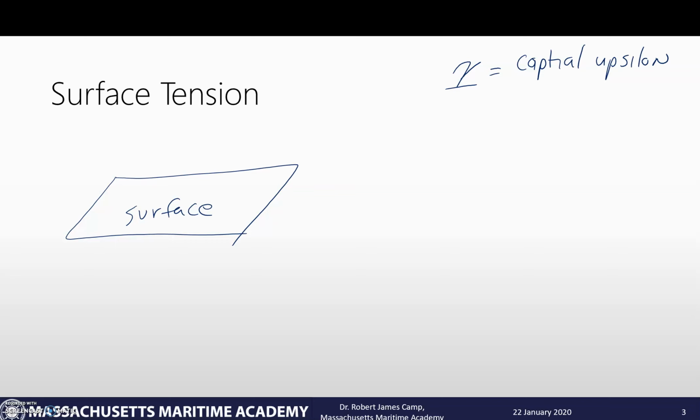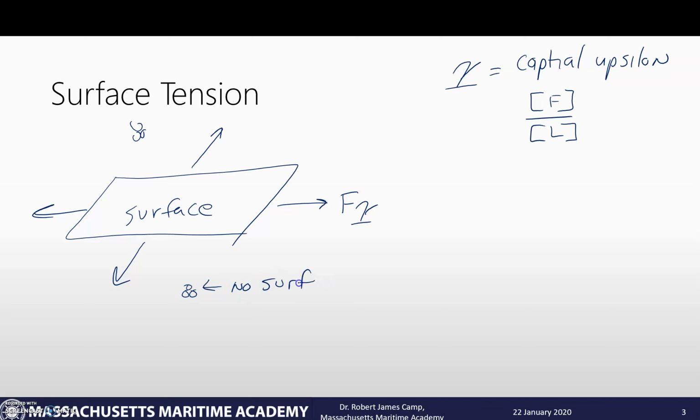This is a unit of measure in force per length, so you'll be looking at pounds per foot or newtons per meter. Now, this only happens right at the interface. Right along the surface, you are going to have these forces due to the surface tension. Molecules below the surface or above the surface have no surface tension forces, because there is no surface, so there is no tension.